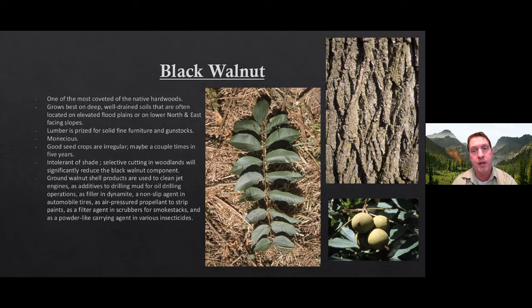And this has a compound leaf structure on it. So again, you have a leaf stalk composed of a multitude of leaves. And this grows best on the deep, well-drained soils that are often found at elevated floodplains on the lower north or east-facing slopes. And the lumber is also very valued for fine furniture and gun stocks.